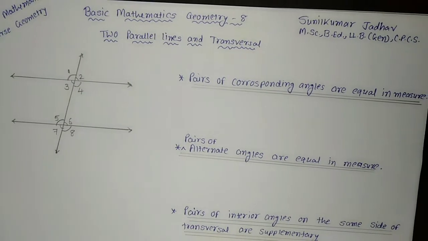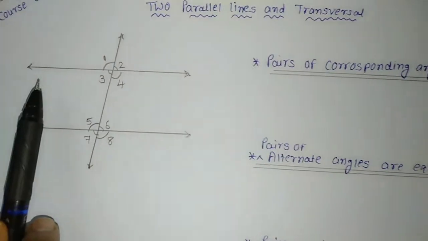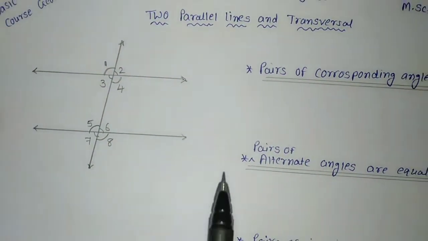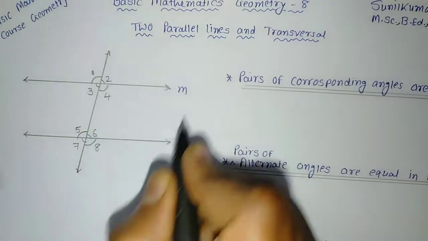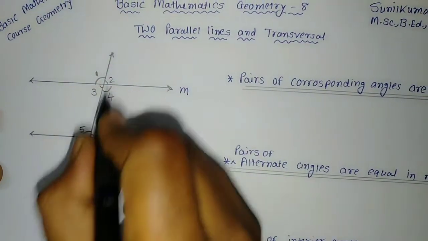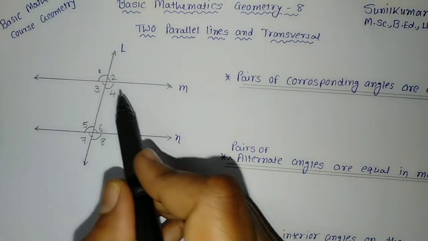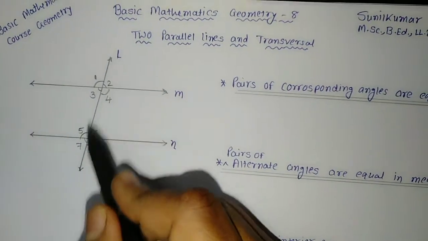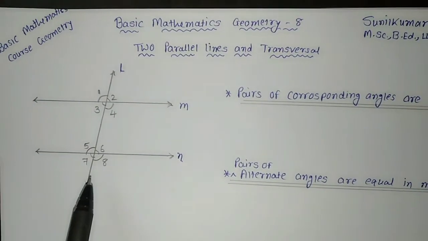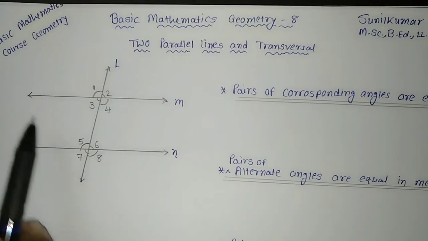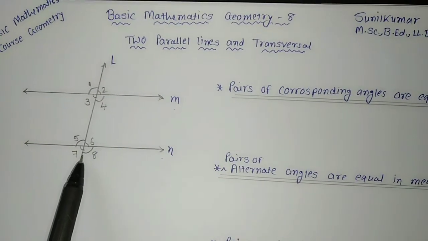So let us begin with two parallel lines and its transversal. First of all, you can see I have taken two parallel lines, this line and this line. You know, a line is always represented with a small letter, so I can give the names M and N, and this line is line L. When it crosses these two parallel lines, it is called a transversal. Remember, a line that intersects two lines is called a transversal. So here we have taken two parallel lines M and N, and L is considered as the transversal to them.